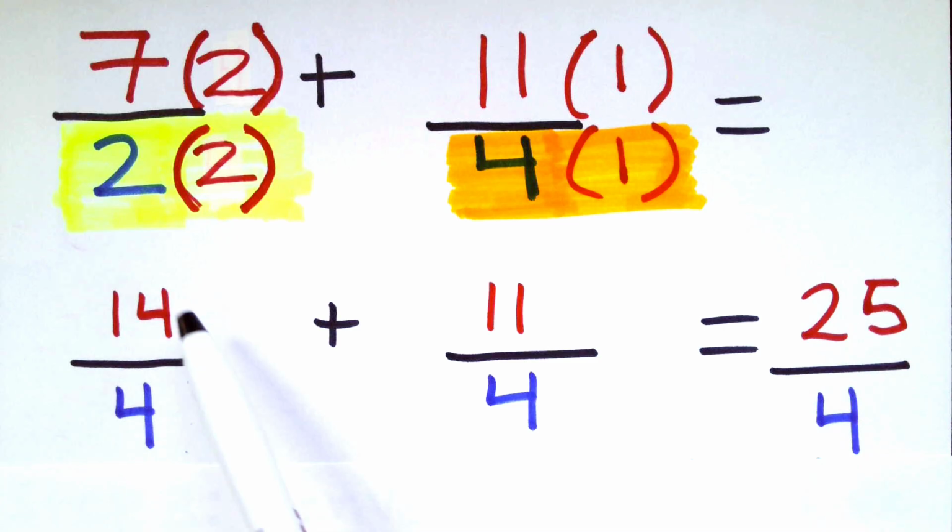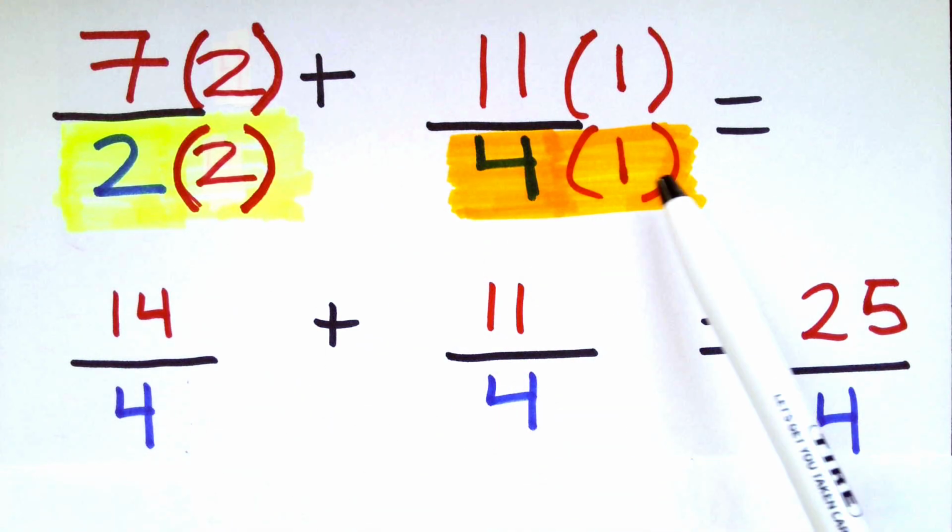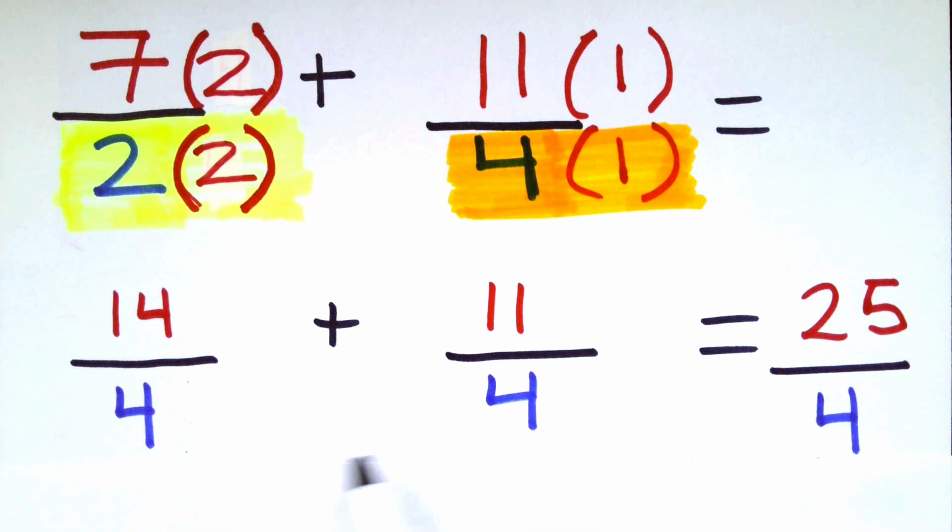So 7 times 2 is 14. 2 times 2 is 4. Plus. 11 times 1 is 11. 4 times 1 is 4. Now we have the same bottom number. We have the same common denominator. We can add the top numbers, 14 plus 11, to get a numerator of 25 fourths.